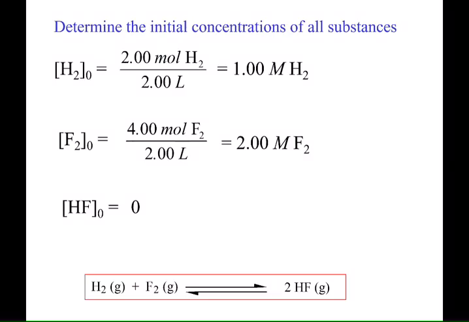So here are my molarities. In the original problem, we were given 2 moles H2 in a container of 2 liters. So I get 1.00 moles per liter for my H2. For fluorine, the original problem said the initial amount of fluorine was 4.00 moles divided by 2.00 liters. I get 2.00 moles per liter. And the initial concentration of the product was 0.